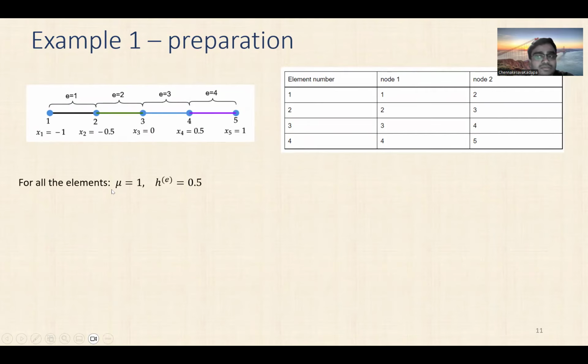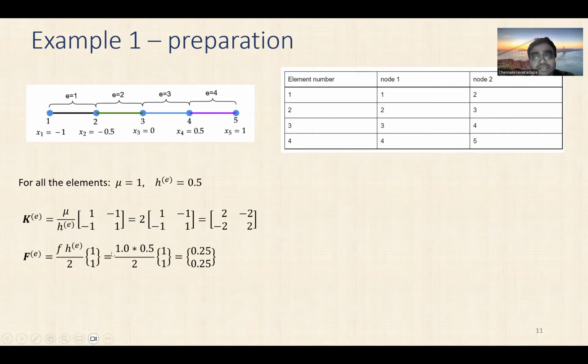Using the fact that we have mu equal to 1, and since we split the domain into 4 elements, we have an element length of 0.5, because 2 by 4 is 0.5. From this we can calculate the element stiffness matrix, and with f equal to 1, we can calculate the element force vector. All of this you should be familiar with in order to understand this course. Again, if you don't follow this, please go back to the other video on implementing the FEM for 1D problems, because without understanding this, you will not be able to progress further.